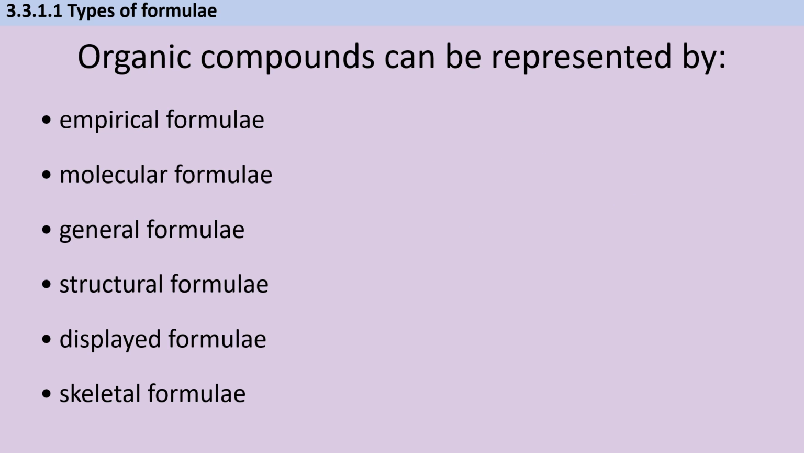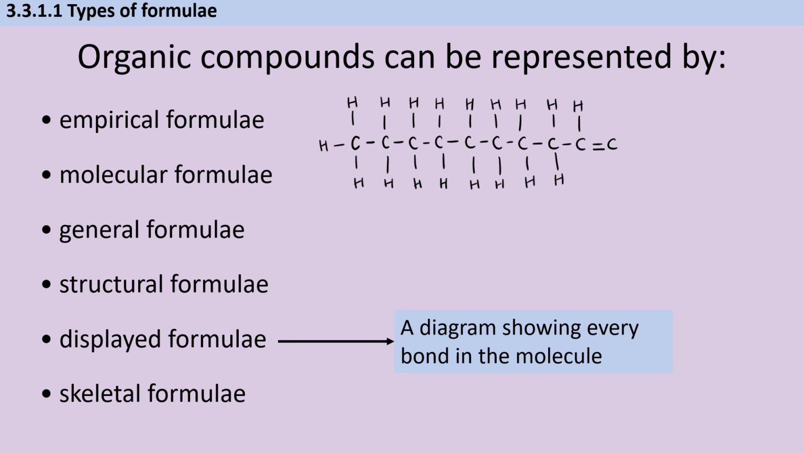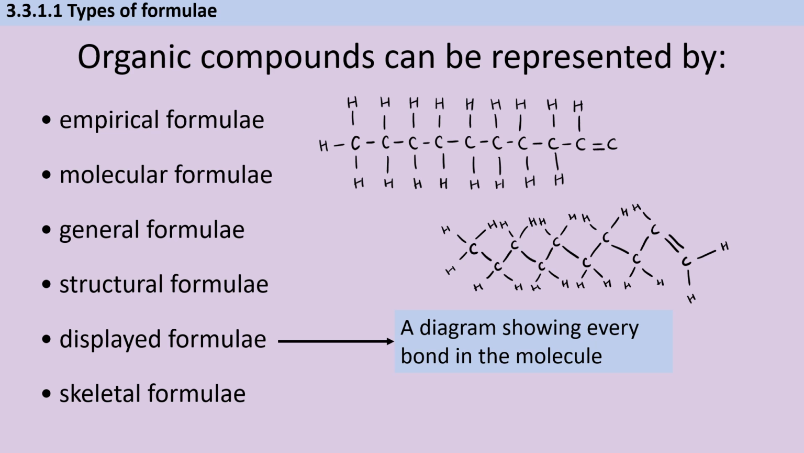The displayed formula is the one where we start drawing out the entire molecule, showing every atom and every bond. So for decene, it might look something like this, but you might also see it drawn with the carbon chain starting to form a zigzag because we're trying to sort of show how the atoms are actually arranged in space. And this is going to make it a bit easier to understand what's going on when we draw the skeletal formula. But before we get to that, it's really important that in this displayed formula, you are showing every single bond in the molecule.